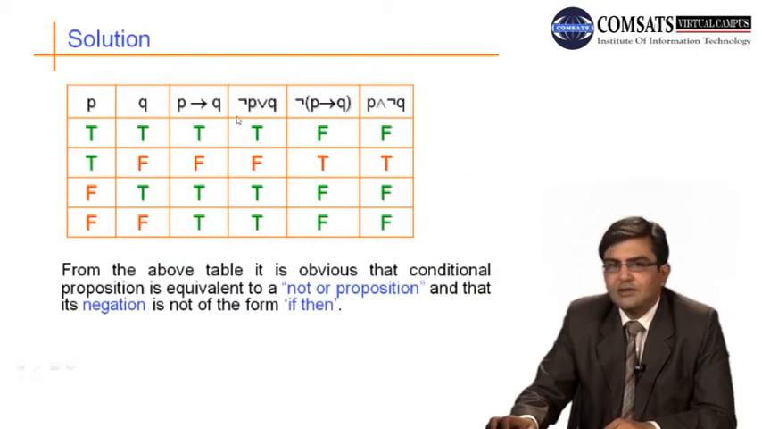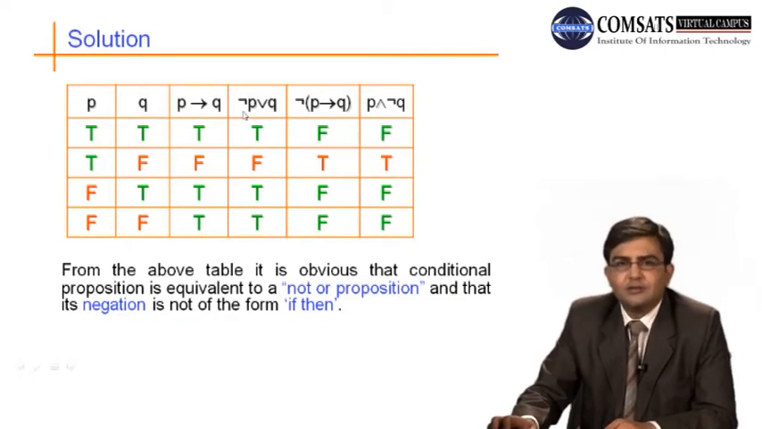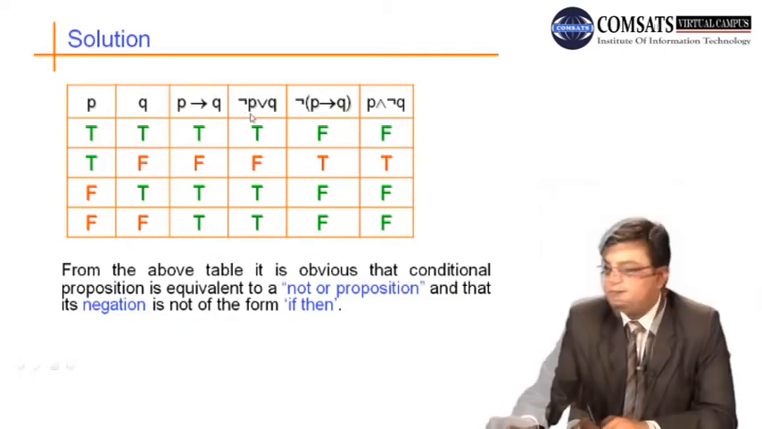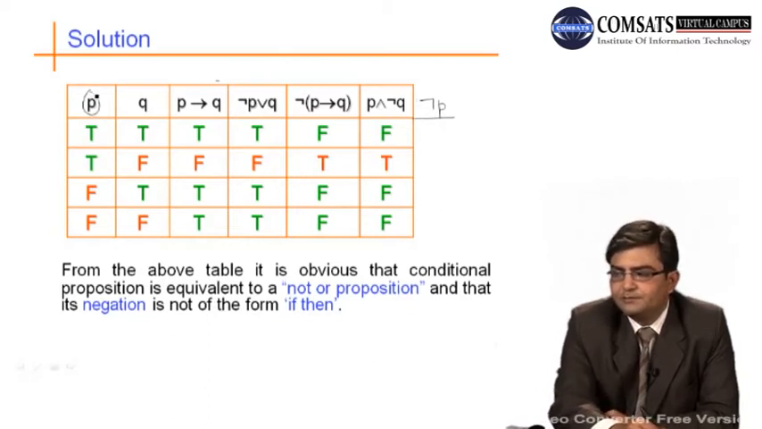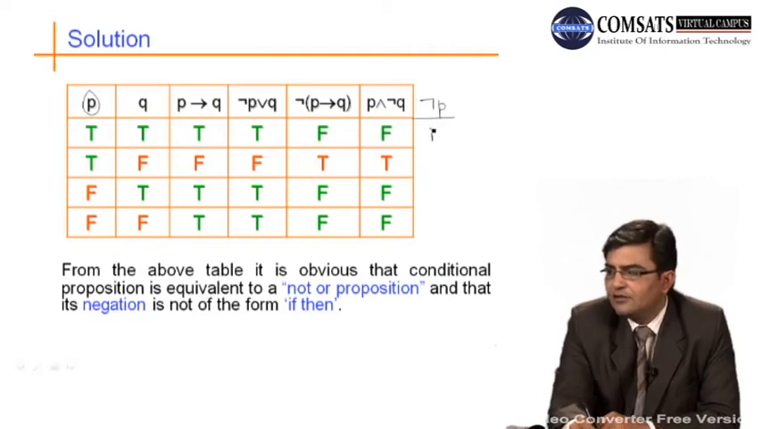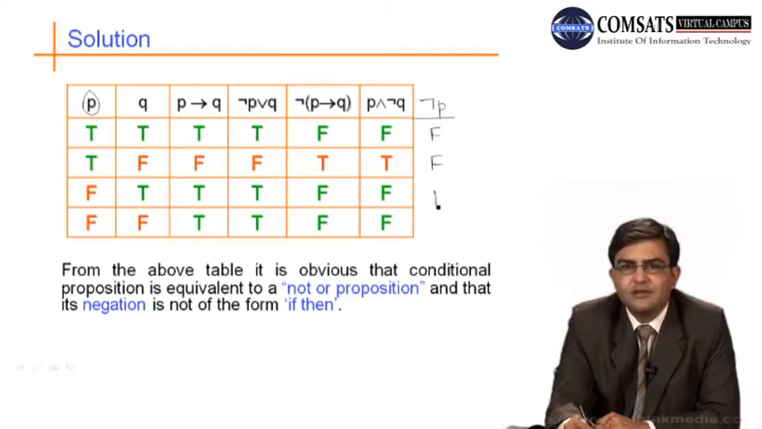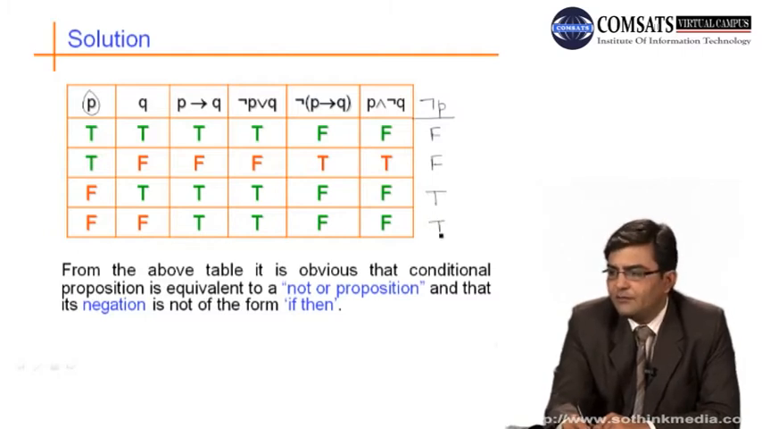So we have to construct the truth values of not P or Q. If we write not P here, not P is the negation of P. The truth values of the negation of P will be opposite to the truth values of P. If P is true, not P is false. Again, P is true, not P is false. P is false, then not P is true, and P is false, not P is true.